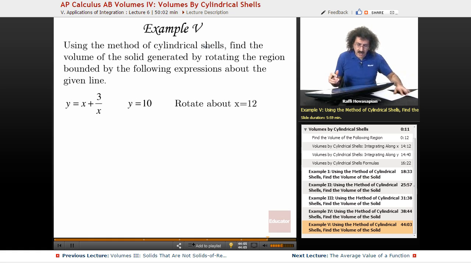So let's go ahead and try one more example here. Cylindrical shells: we have the function y equals x plus 3 over x, and y equals 10. We want to rotate about the line x equals 12. Okay, let's see what we've got here.